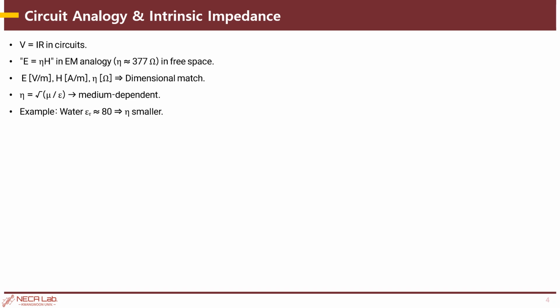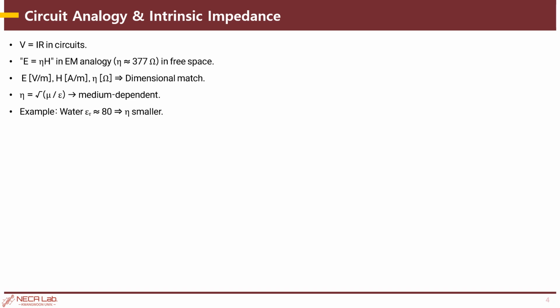If we check the units, E is in volts per meter, H is in ampere per meter, and eta is in ohms. So dimensionally, it all fits just like in a circuit. Now, this intrinsic impedance depends on the medium. So it's calculated as eta equals root mu by epsilon.